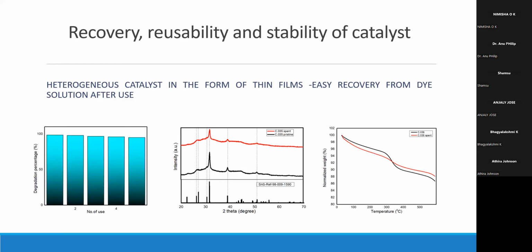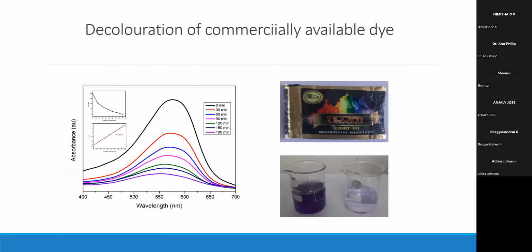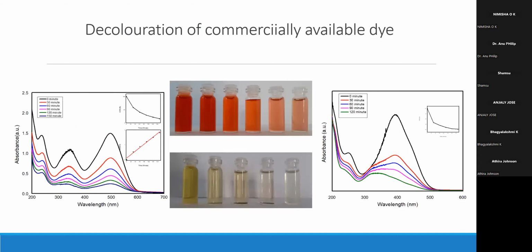It is thermally and structurally stable after use, and the catalyst could be used without much loss in degradation efficiency for 5 consecutive trials. Our catalyst was able to degrade both cationic and anionic dyes. We also tried the catalytic efficiency against a commercially available dye of the brand Chakra. It also gave good results.